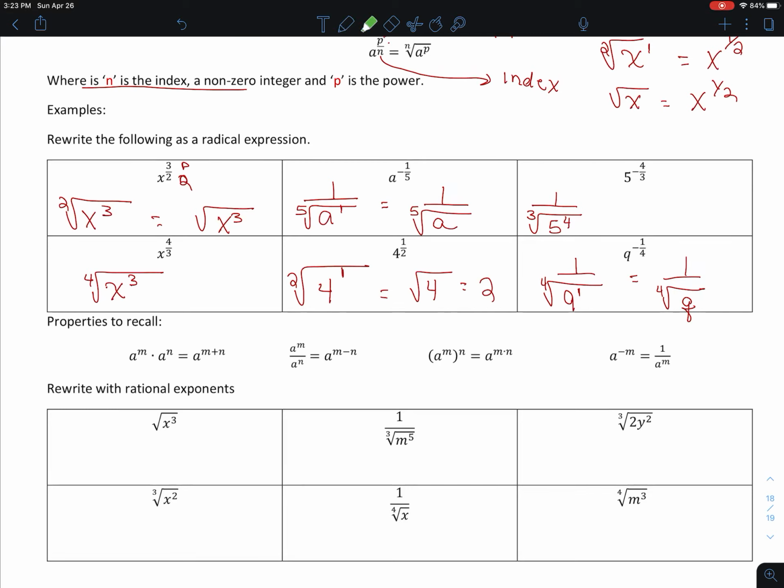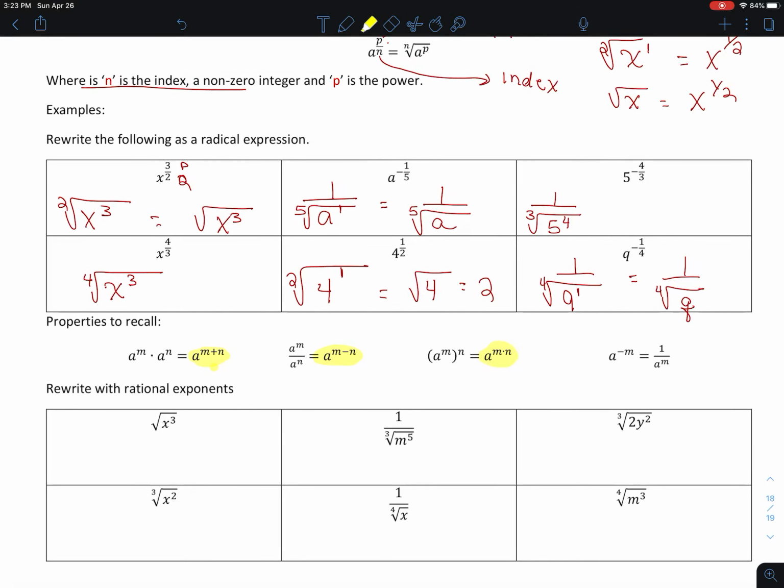Okay, so you need to recall these properties from earlier in the year. When we multiply and they have the same base, we add exponents. When we divide and they have the same base, we subtract exponents. When we raise a power to a power, we multiply exponents. And what I said before, if you have a negative exponent, it's going to go to the denominator and become positive. All right, so let's do a couple examples.